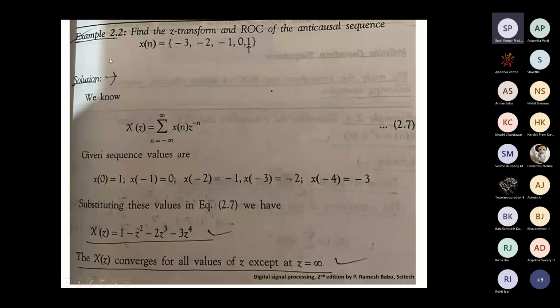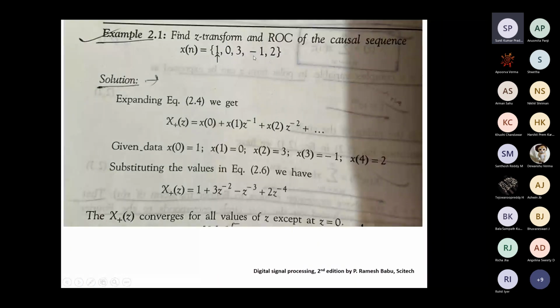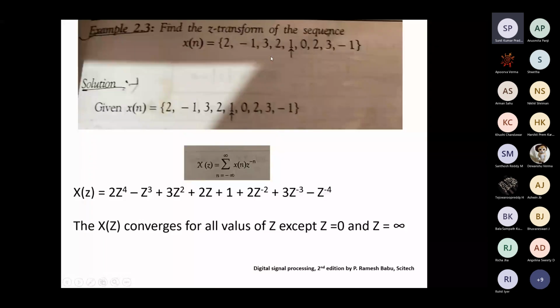your region of convergence will be all z except z equal to infinity. Similarly, for a right-handed sequence, your region of convergence will be all z except z equal to 0. Now, if you take into consideration two-sided sequences, your origin lies here. So in these cases, your X(z) converges for all values of z except z equal to 0 and z equal to infinity.